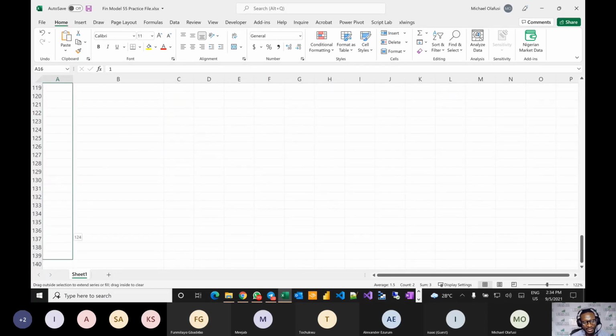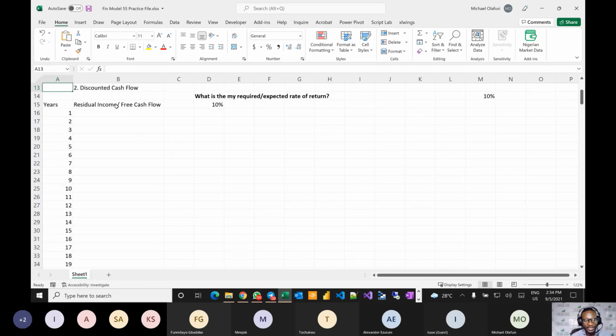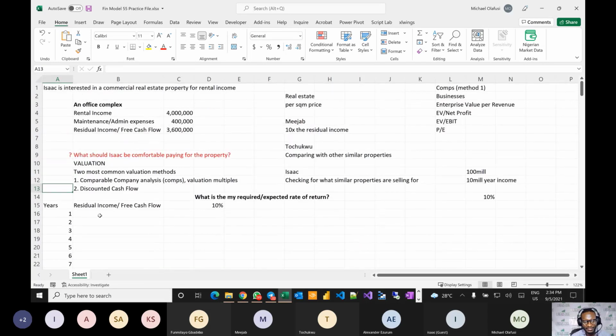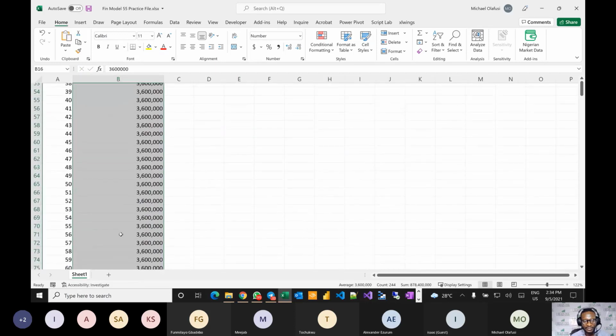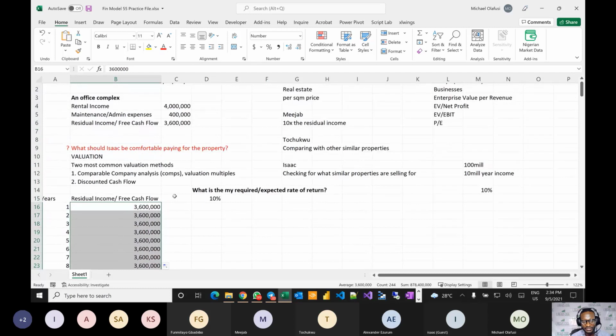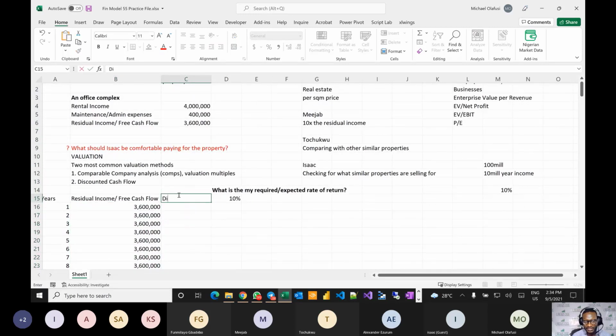Someone can argue that you will have to break it down and rebuild, but let's just go from simple to complex. So let's say this money is going to be coming every year. How much? 3,600,000. So based on this rate of return, what is now going to be the discounted cash flow?